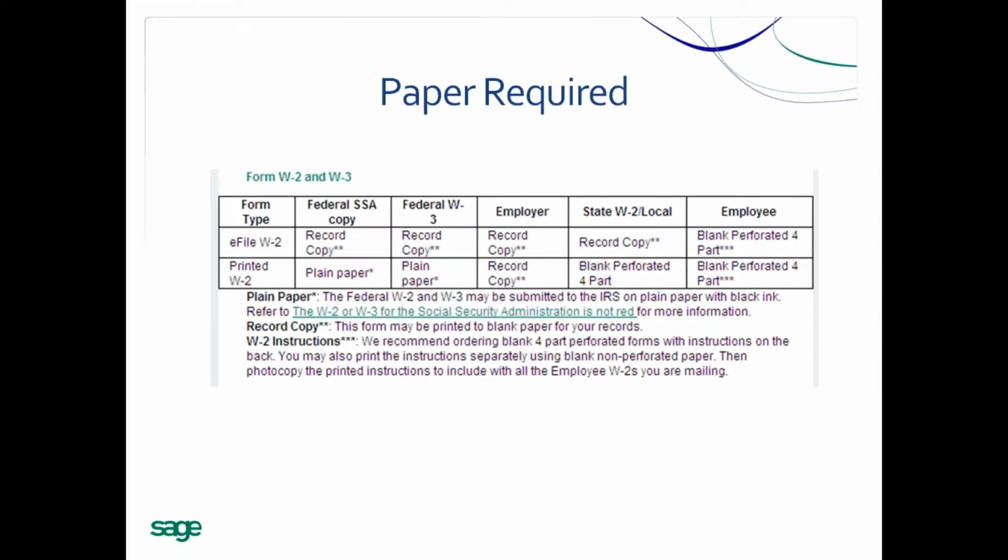A brief note before we get into the applications about paper. It's the same paper that you had last year. So blank perforated for W-2s, 4-part paper for the employees. You can do your test runs on plain paper. You can do your federal stuff on plain paper with black. It doesn't require a red copy like it used to. So W-2s again, using Atrix, blank paper for all the copies. If you are the one providing the employee copies, you need perforated 4-part paper.